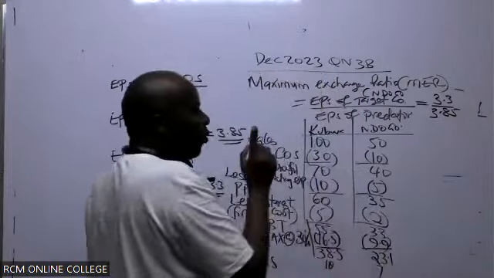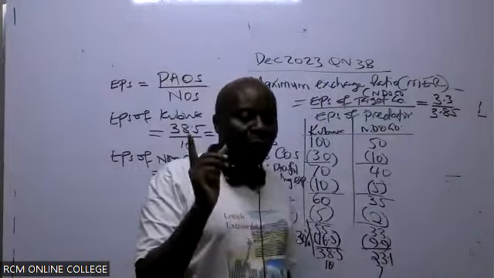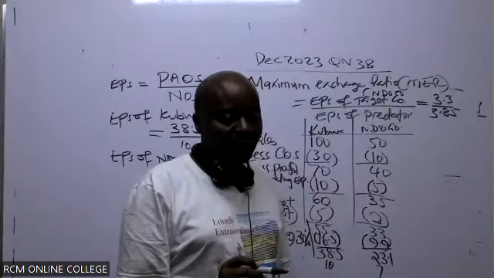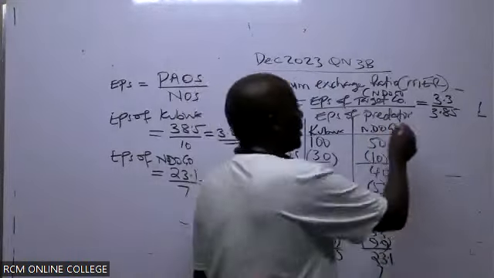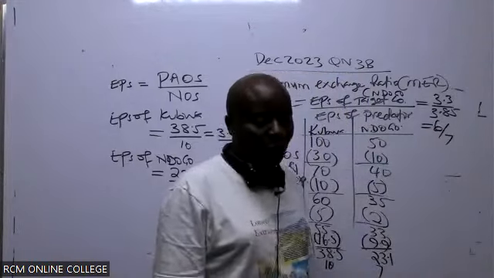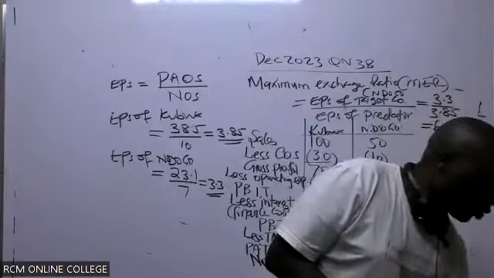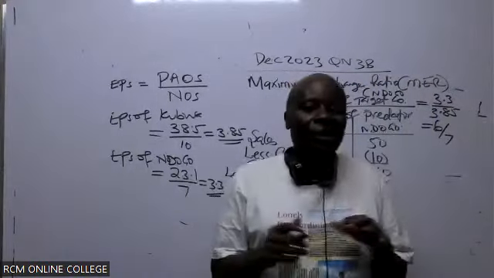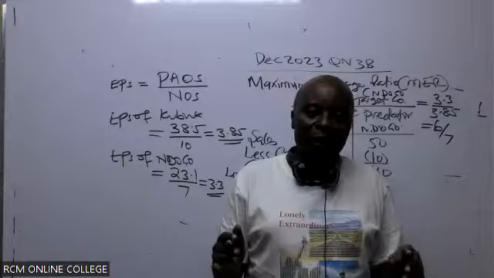I want this answer in the form of a fraction. In the form of a fraction, this gives us 6 over 7. How do you do it? Normal division in the calculator.